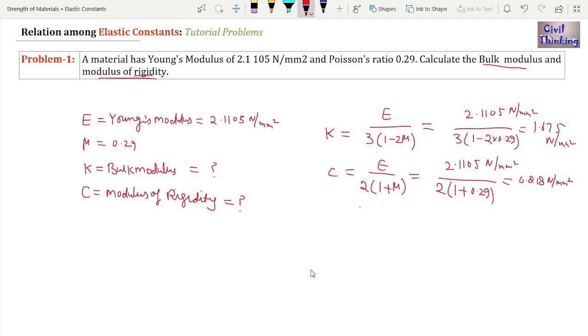In this way we solved the problem on relation among elastic constants in strength of materials. So that's it. I hope you enjoyed this lecture. Please remember these two formulas.